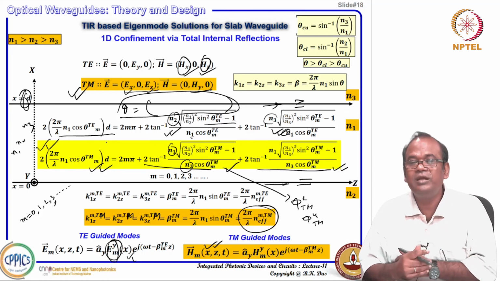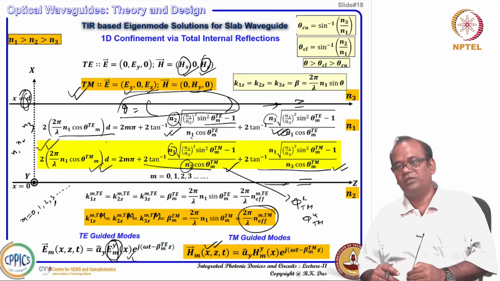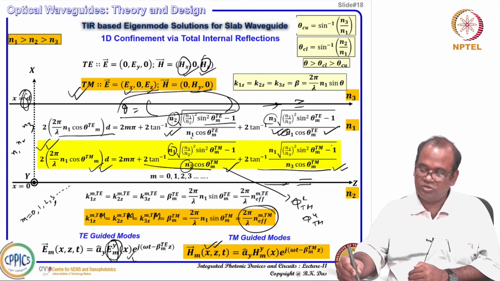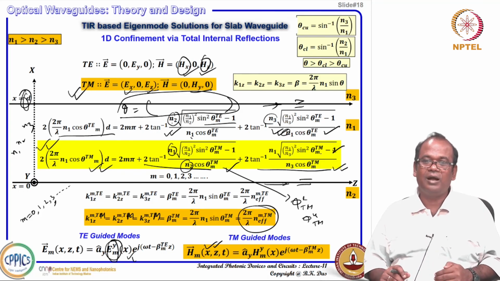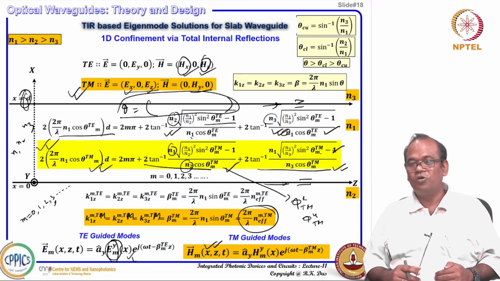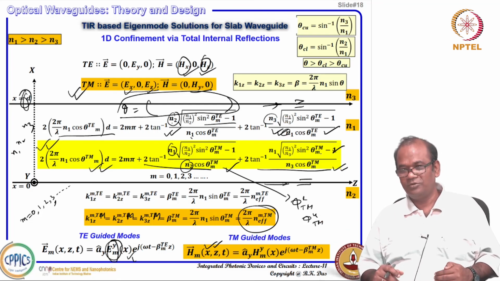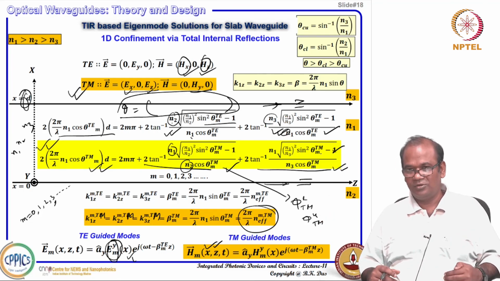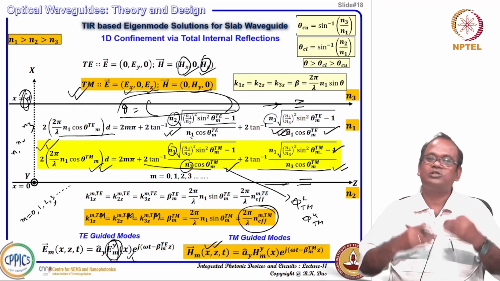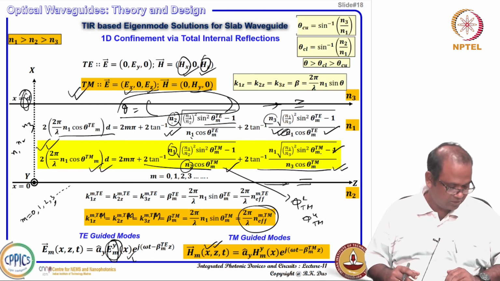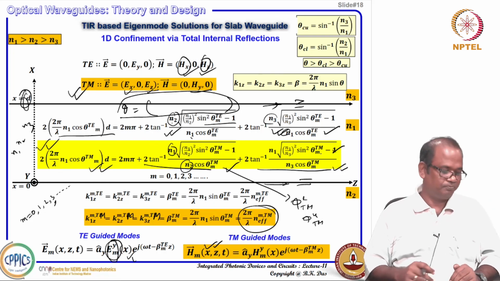Okay. So, we need some kind of graphical method to solve these two equations and try to understand how to estimate the number of modes and their field distributions and their propagation constants or effective indices or phase velocities for a given wavelength. If you change the wavelength, the situation will be different. Those things we will be discussing in the next lecture. Thank you very much.